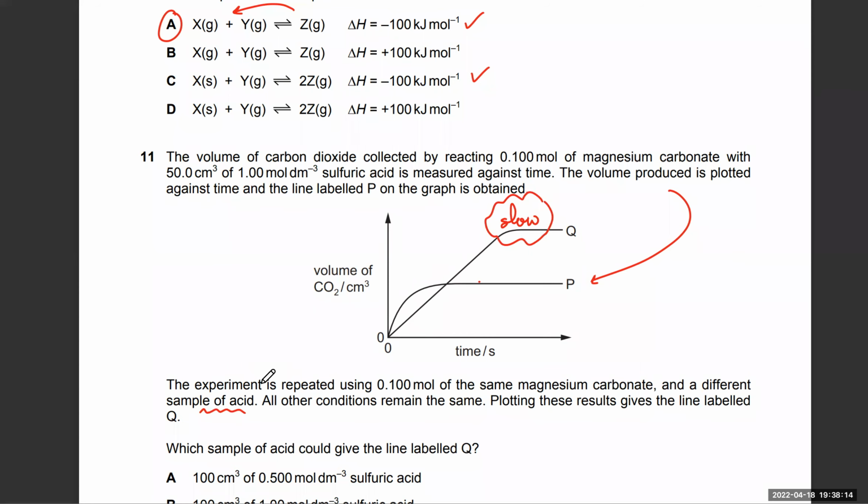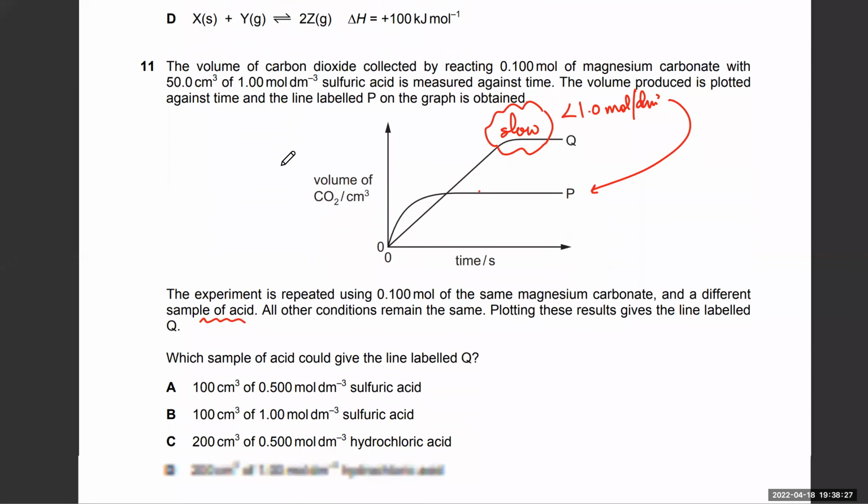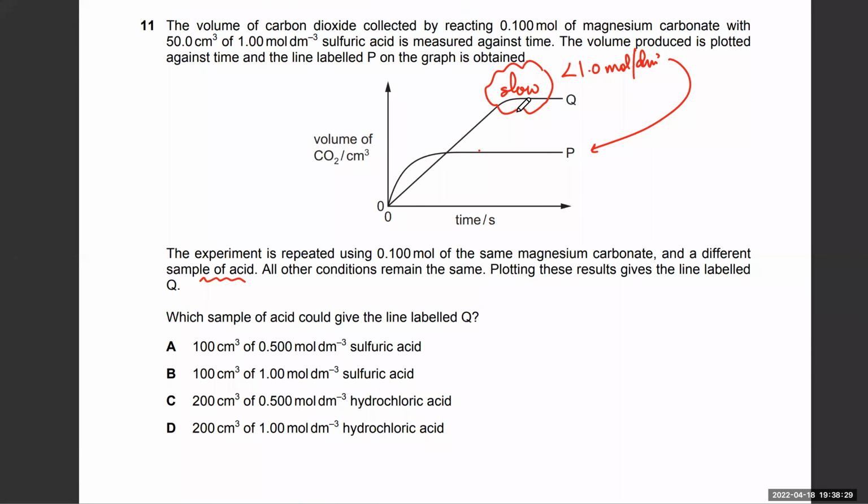Less. Yes, so it's going to be less concentrated. So the concentration would be less than 1 mole per dm cube. Because in the previous part, the concentration was 1 mole per dm cube, but now, because it's a slower reaction, it's either going to be 0.5 mole per dm cube, but not 1 mole per dm cube, because then the speed would have been much faster, okay? So it's either A or C.